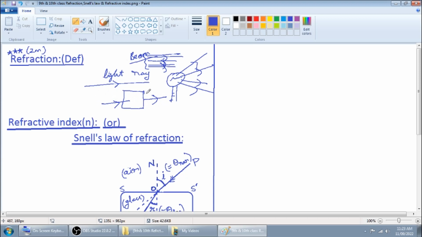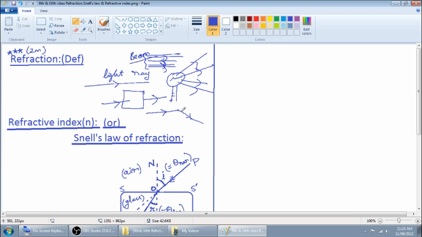Now when light is passing from one transparent medium into another transparent medium, it is found that light bends. Supposing initially it's going in one transparent medium, the light ray is going like this. Suddenly, beyond this point, another medium is there, then the light ray will actually bend this way.